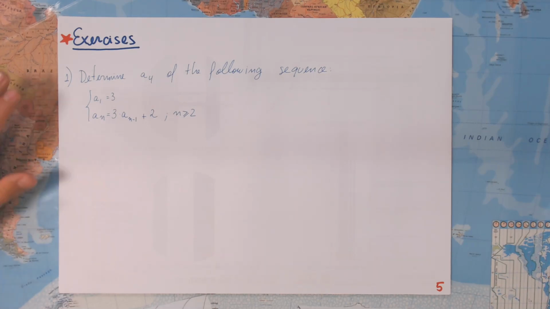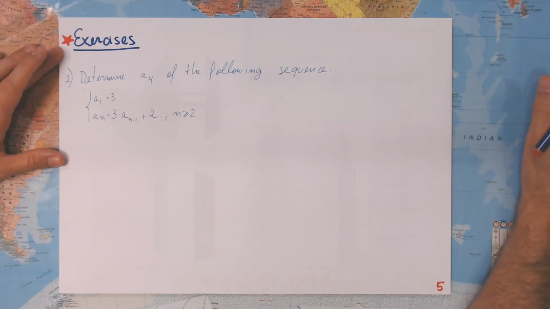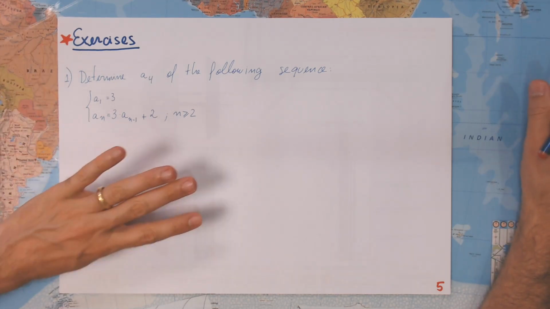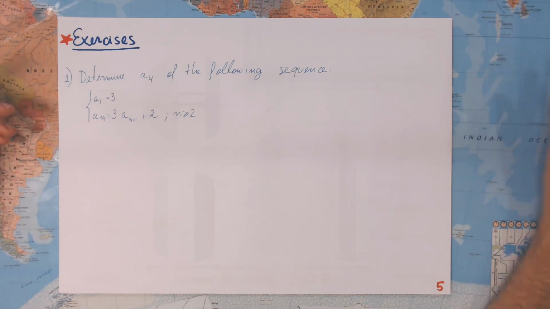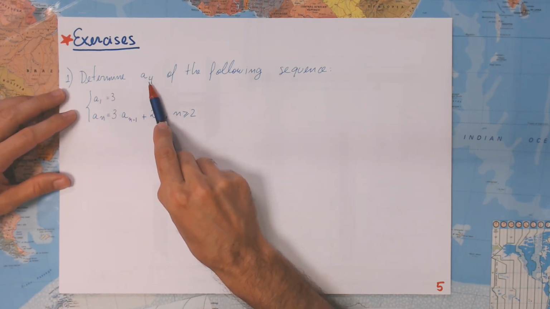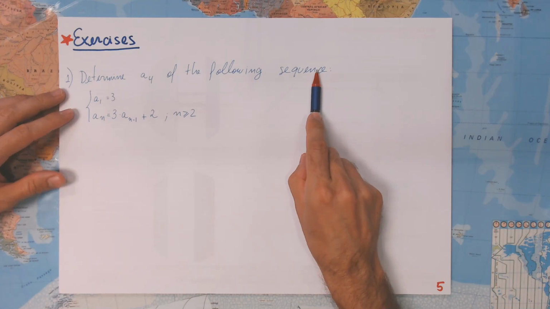Okay, now let's just practice what we have learned about sequences. This is the fourth video of this first part, the introduction to sequences. So let's go ahead. First one, determine the fourth term. I just want to know the fourth term of the following sequence.